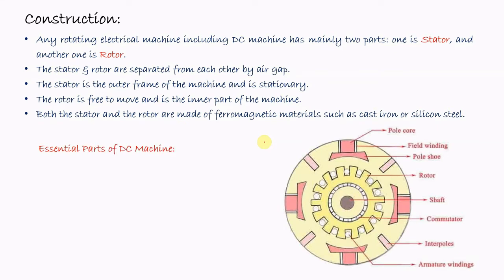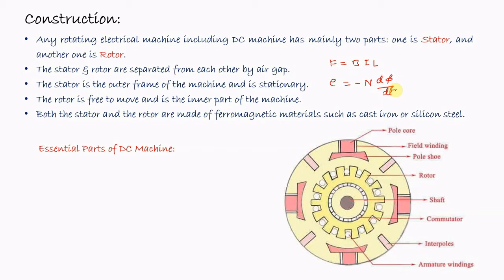So let's see the essential parts of the DC machine, because as we have already discussed, the DC motor operates based on the principle F = B I L, and the DC generator works on the principle of Faraday's law of electromagnetic induction. So in both types of machines, we require the magnetic field, we require the conducting material, and so on.